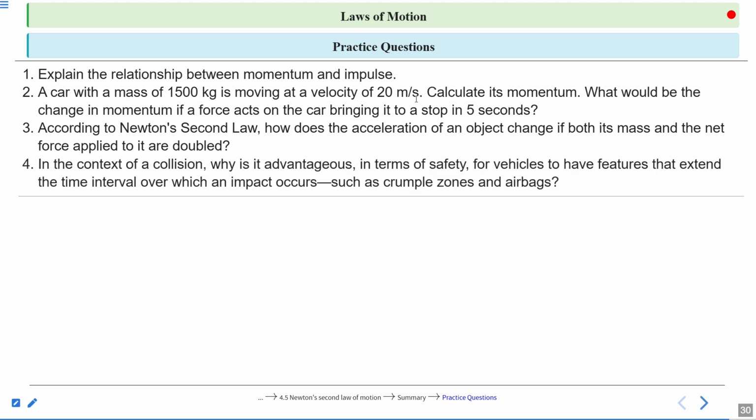In the context of a collision, why is it advantageous, in terms of safety, for vehicles to have features that extend the time interval over which an impact occurs, such as crumple zones and airbags? So these 4 questions are homework for you.